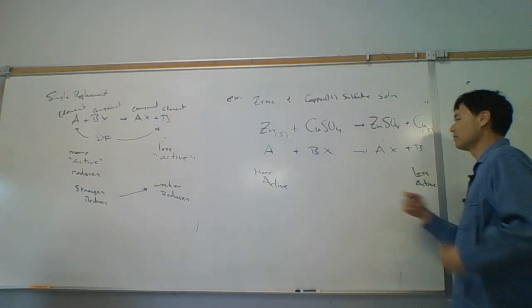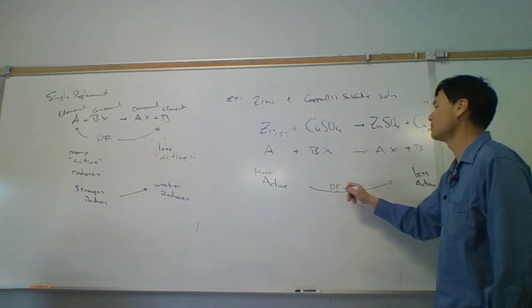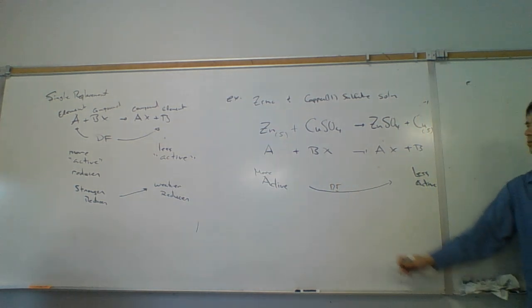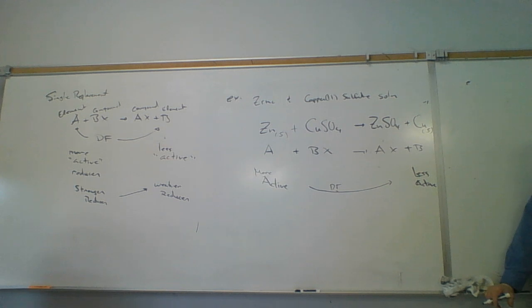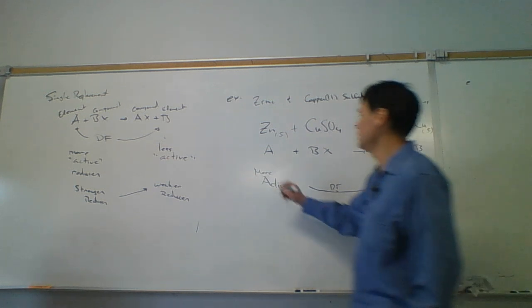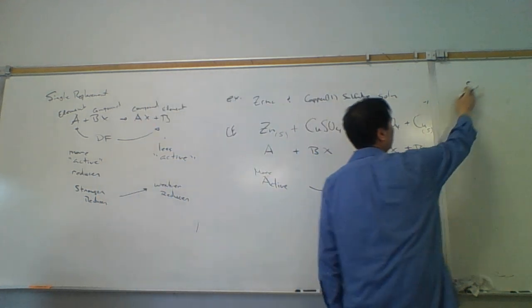All right, so we have driving force here. We're going from more active to less active. That's our driving force. In other words, we're going from a stronger reducing agent, zinc, to a weaker reducing agent, copper. Copper doesn't give up its electrons so easily, like zinc does. And so this would be the CE and the driving force. And then we go on to the IE.